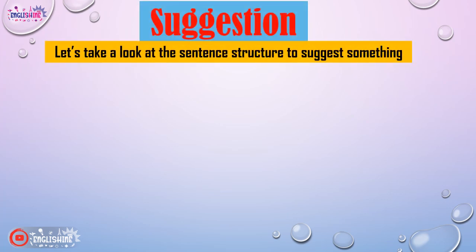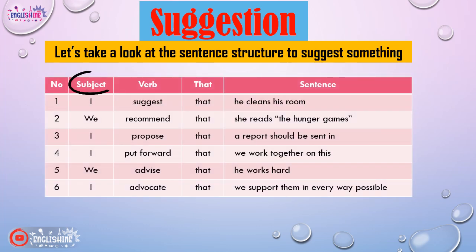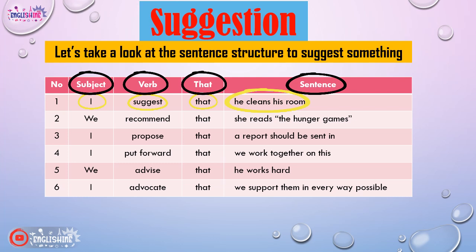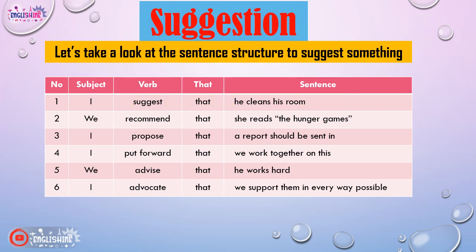Okay, good people. Let's learn the sentence structure to suggest something. The formula is subject plus verb plus that plus sentence. For example, number 1. I suggest that he clean his room. Subject is I, verb is suggest, that is that, and sentence is he clean his room. It is easy, isn't it?